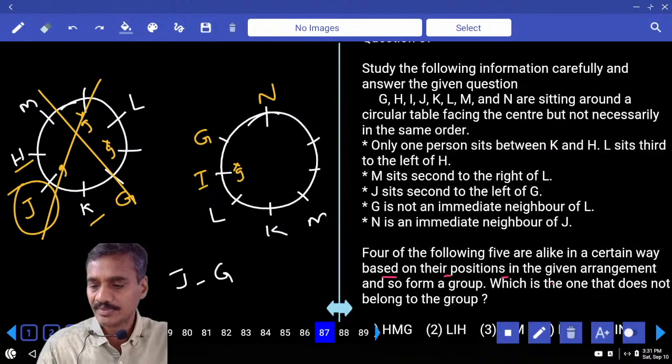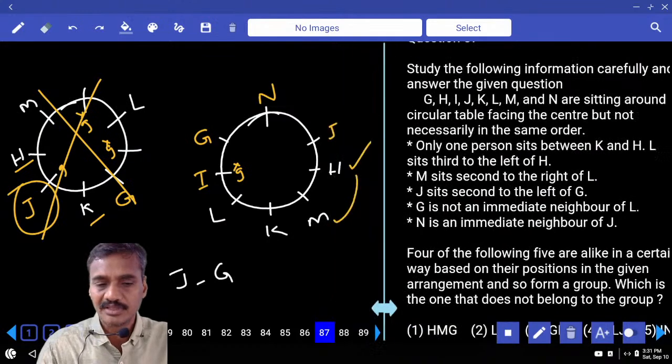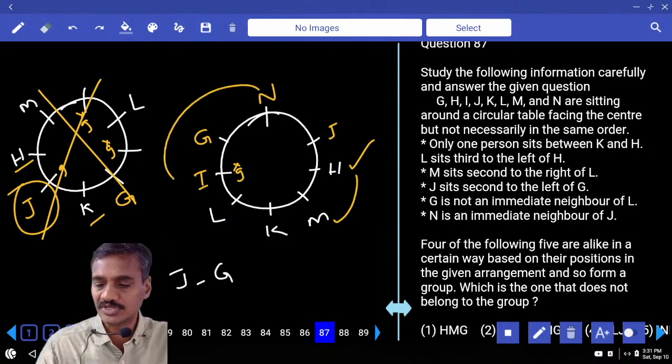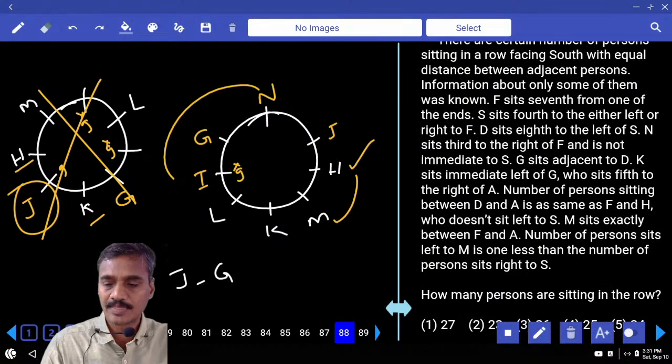Next one, I and K. I's immediate left is not G. Second to the left of I is N and opposite. And so what is your answer? Choice 5, question number 87.